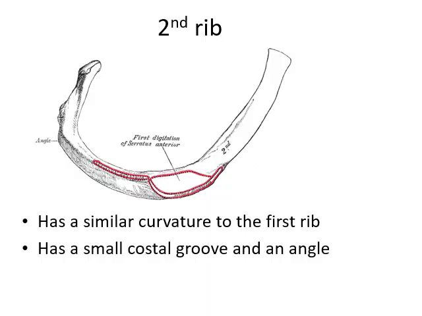Then the second rib is also slightly different from the other ribs. It's also called an atypical rib. The curvature is similar to the first rib, and there is a very small costal groove and only a slight angle. So when you look at the second rib, it looks a bit like the first rib because the curvature is the same, and some parts of it are posteriorly flattened and some parts slightly flattened superior-inferiorly. So that is the second rib.